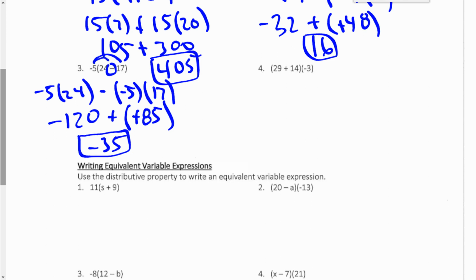If you're not sure about how to do that addition right there, make sure you ask me and I can review that with you from previous sections. All right, I'm going to leave number 4 for you guys to try. Again, if you have any trouble, feel free to ask your teacher.